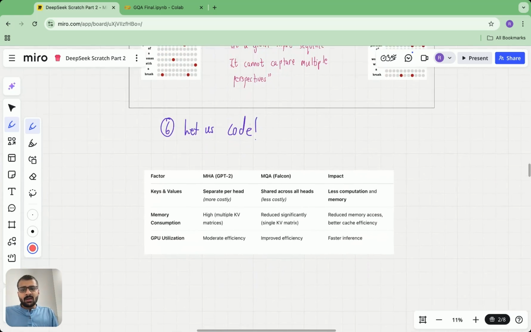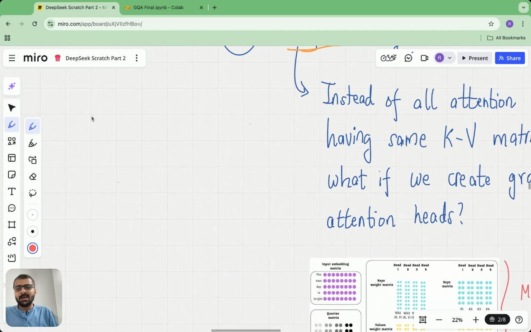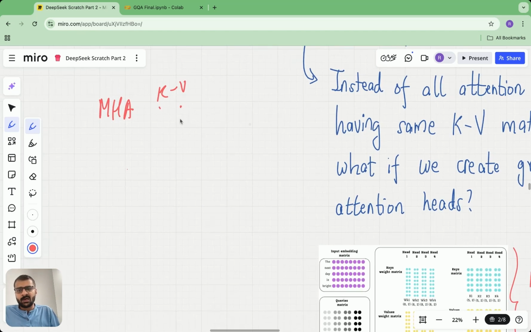And that's where grouped query attention comes into the picture. Grouped query attention is somewhere between multi-query attention and multi-head attention. So in multi-head attention, the key and value matrices across heads all have different values. In multi-query attention, all the key and value matrices across different heads have the same values. Grouped query attention lies somewhere in the middle.